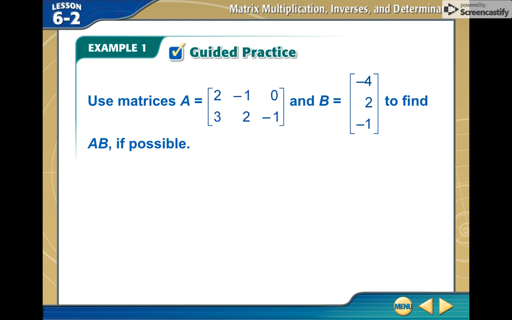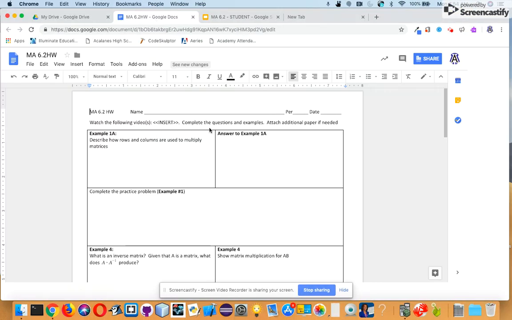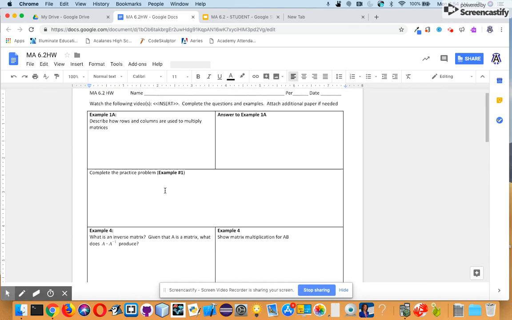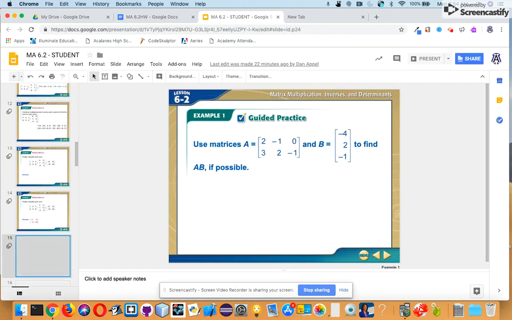All right. So what I want you to do is you're going to pause the video at this point, and you're going to go to your assignments. So you're going to go to your homework. We just worked through example 1A, and then you're going to do the guided practice problem here for example 1. So go ahead and pause the video, and then see if you can do A times B and give me the final matrix there.